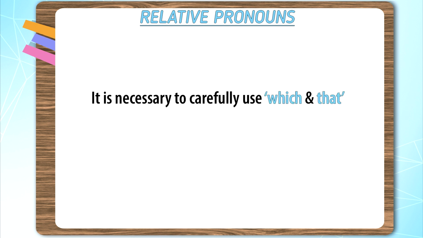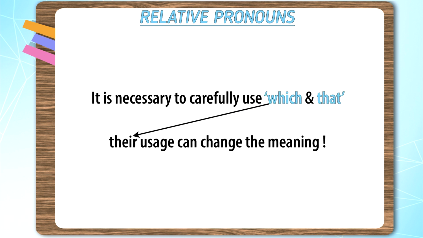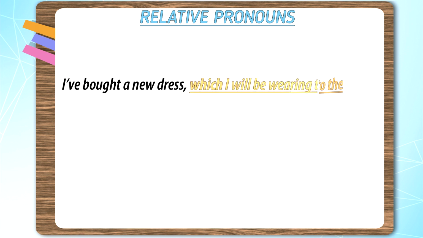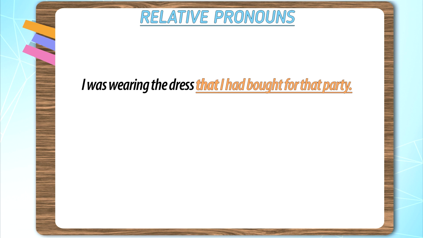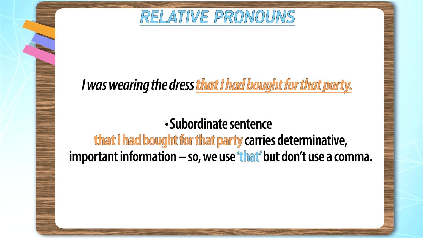It is necessary to carefully use which and that, since their usage can change the meaning. Look at the two sentences. I've bought a new dress, which I will be wearing to the party. Subordinate sentence, which I will be wearing to the party, carries additional, unimportant information, so we use which and separate the clause with a comma. I was wearing the dress that I had bought for that party. Subordinate sentence that I had bought for that party carries determinative, important information, so we use that but don't use a comma.